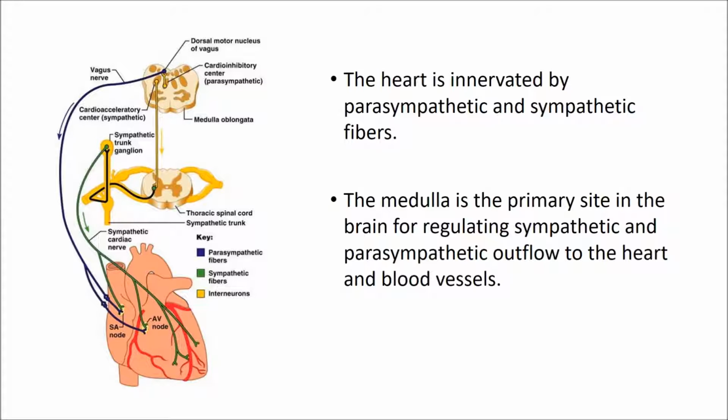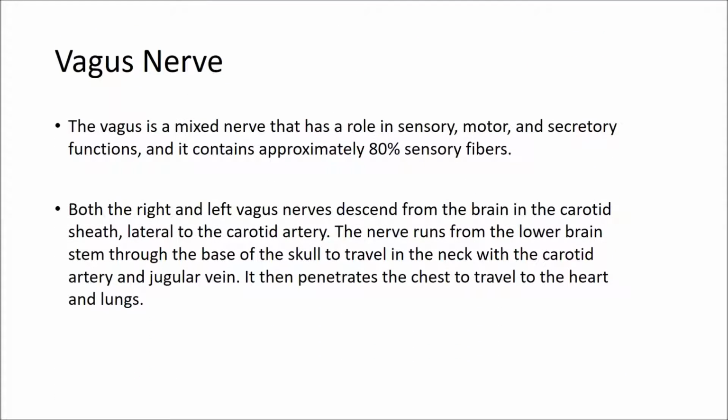First of all, the heart is innervated by both parasympathetic and sympathetic fibers. The medulla is the primary site in the brain that is responsible for regulating the sympathetic and parasympathetic outflow to the heart and blood vessels. Now we focus on the vagus nerve.